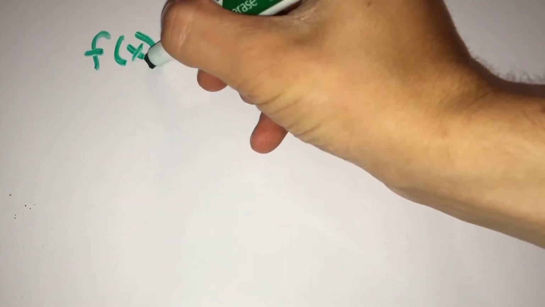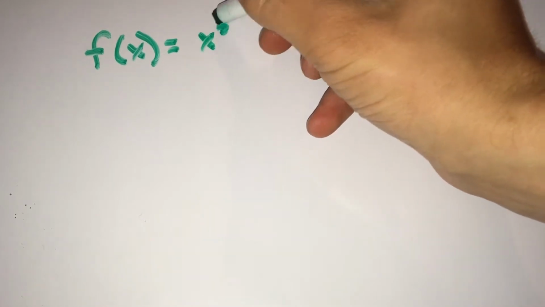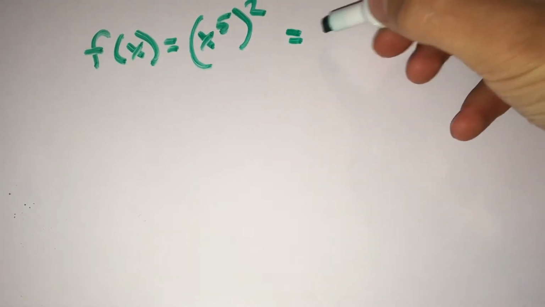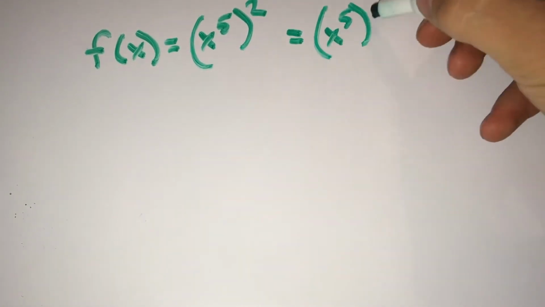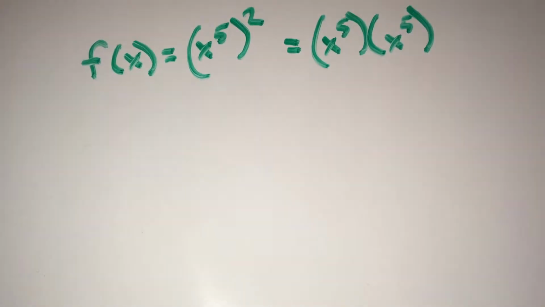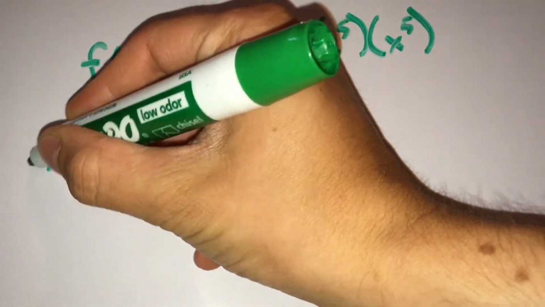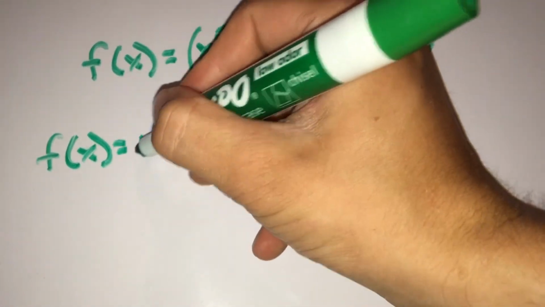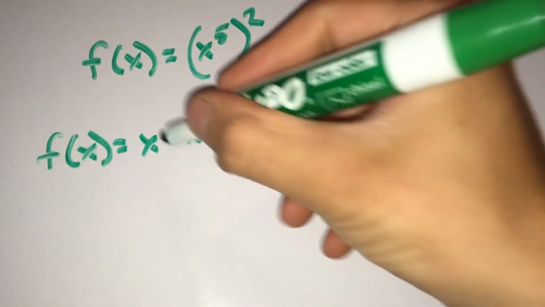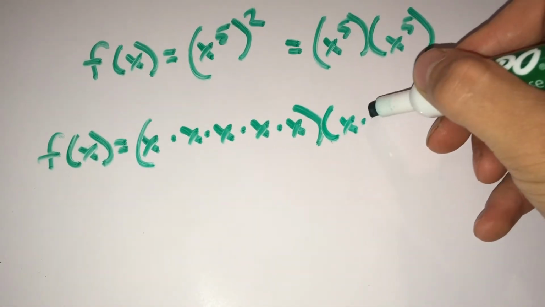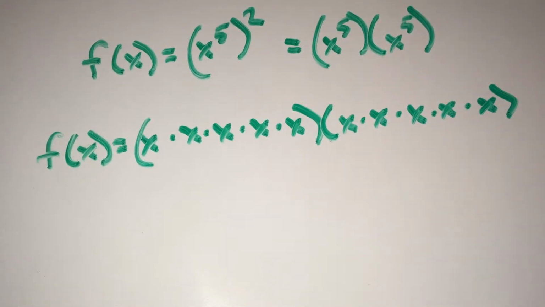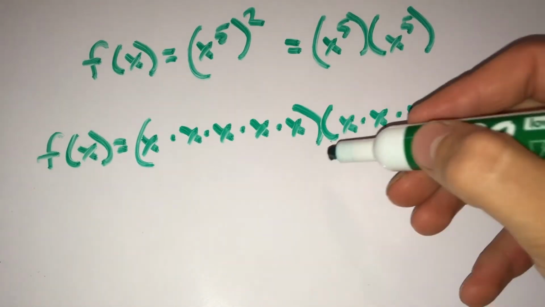Okay, here's another problem. X to the 5th and then squared. Well, that's just the same as saying x to the 5th times x to the 5th. So from here we can go ahead and write out each x inside the parentheses. And we don't really need our parentheses, so we can just think of it as a multiplication sign in the middle.